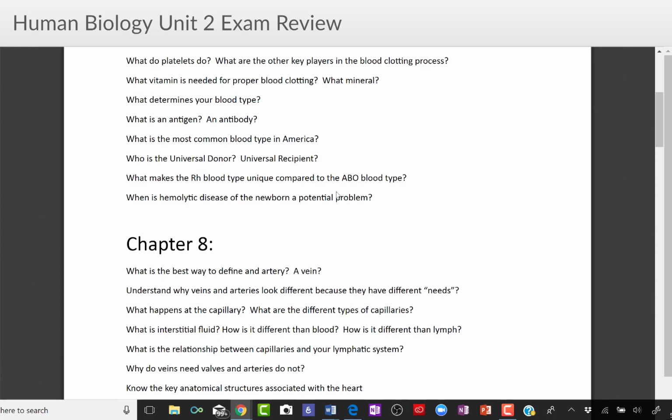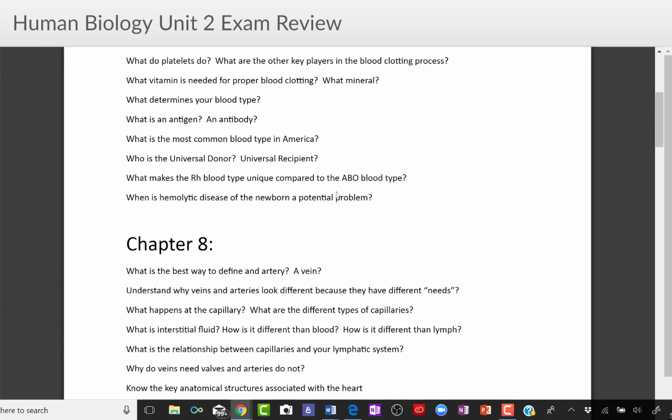Next, what makes the Rh blood type unique compared to the ABO blood types? So the key thing here is if you have type A blood, you already have anti-B antibodies. If you have type B blood, you already have anti-A antibodies. But with Rh, if you have a negative blood type, so if you're A negative, you already have anti-B antibodies, but you do not already have anti-Rh antibodies. You actually have to be exposed to it once.